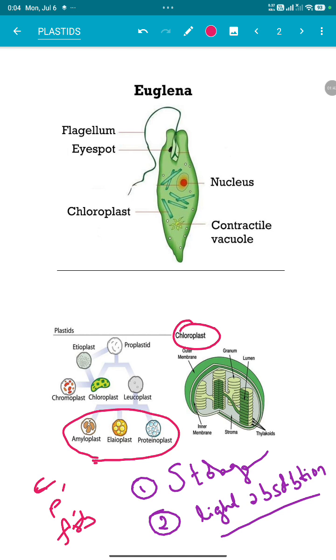That's it. Plastid means there are two categories. One is storage of food materials. One is for light absorption. So this was plastids. How does light absorption take place? What are the membranes present? If we go into the detailed structure, the content will be present.